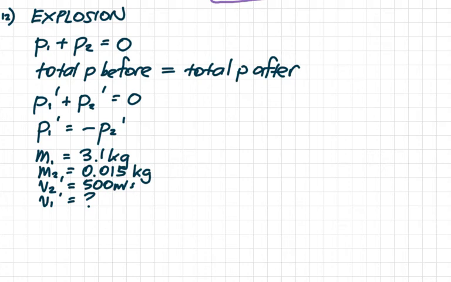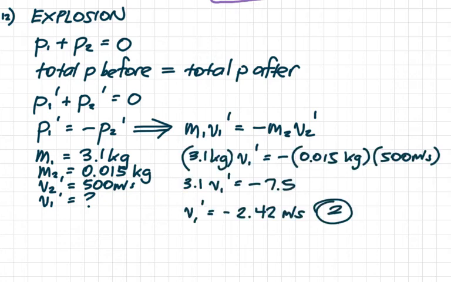Well, if P1 prime equals negative P2 prime, then M1 V1 prime equals negative M2 V2 prime, since P equals MV. All right, let's put the numbers in. So there you have it. The recoil of the gun is 2.42 meters per second, choice 2.